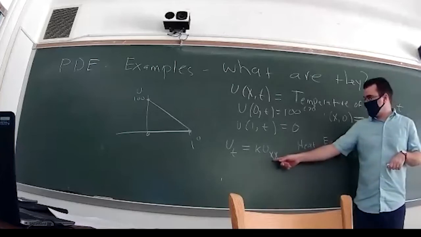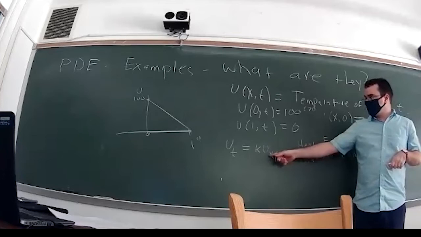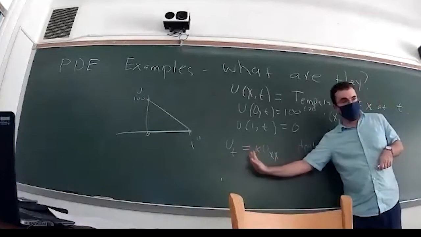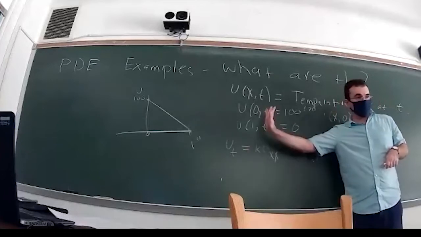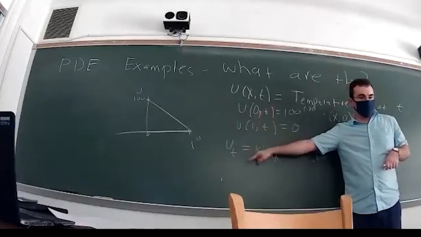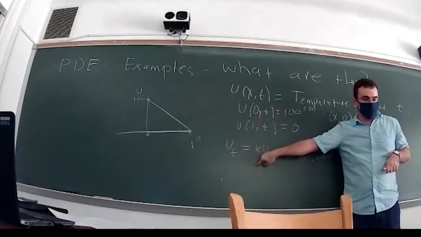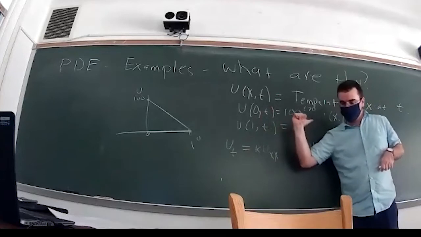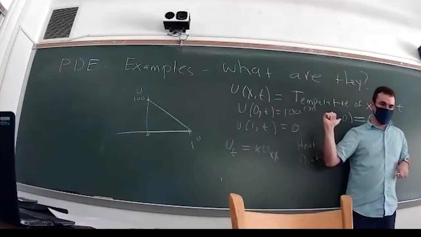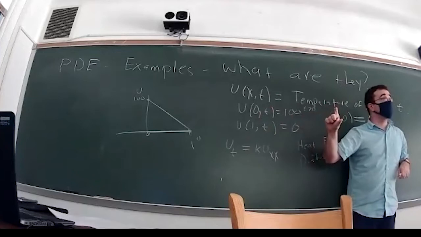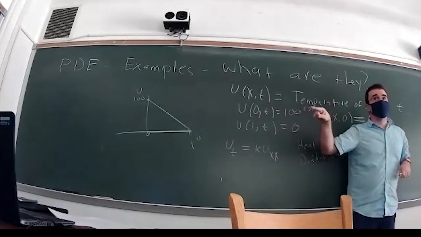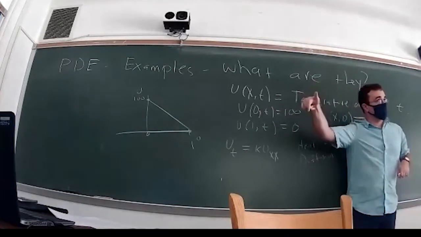So this tells you that your rate of change of temperature in time is proportional to the second spatial derivative of the temperature. So the concavity of the temperature distribution tells you the change of temperature.